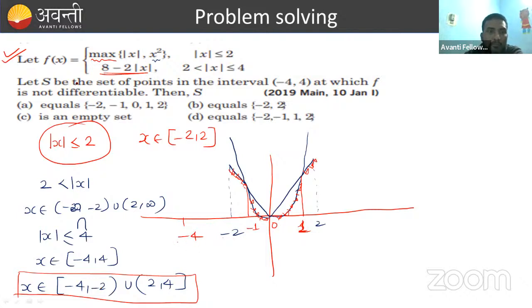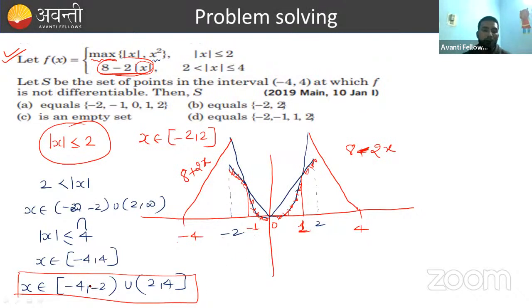So in minus 4 to minus 2, which is the function? 8 minus 2 mod x, right? And there is no maximum or minimum, we just have to draw. If x is negative, then mod x will open with negative, minus x. So this is minus minus plus, and the graph will be like this, and this graph will be 8 plus 2x. Similarly, from 2 to 4, x is positive, so mod x will open with positive only. So this graph will be like this, 8 minus 2x.